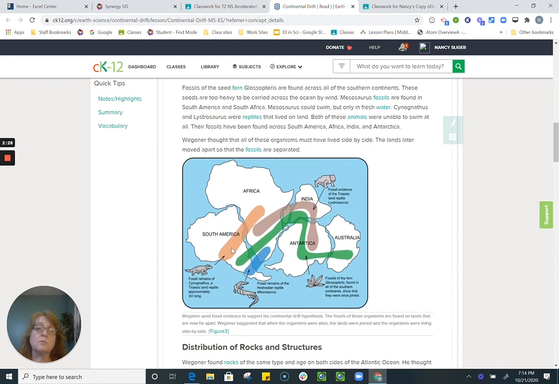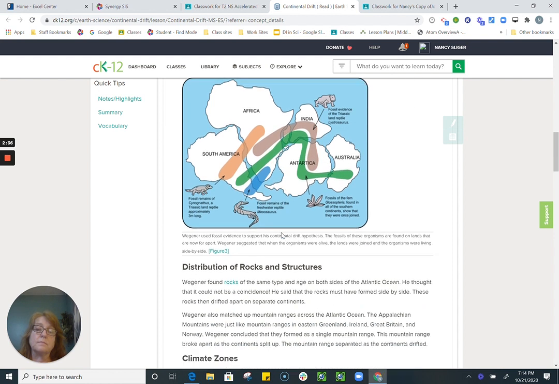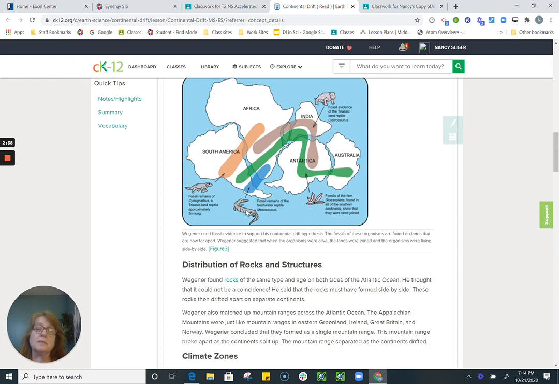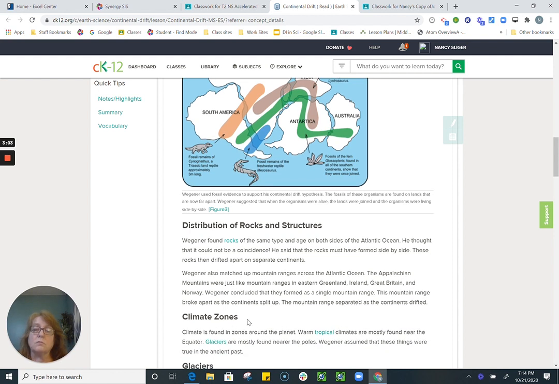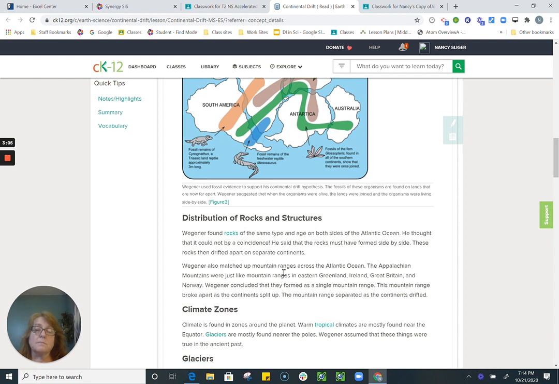And here's a map that shows distribution of some of these reptiles and animals where they are found on different continents. Not only did he look at the plant and animal fossils, he also looked at the type of rock. Some of the mountain ranges on one continent match up to the similar rock and structure on another continent. So he also hypothesized that they may have been closer together because they have similar mountain ranges and structure and what their makeup is.